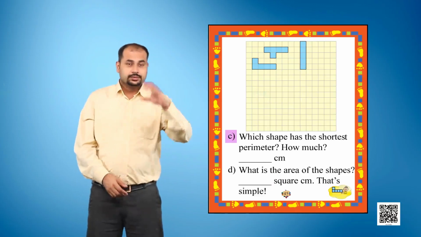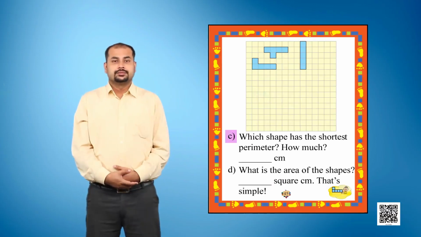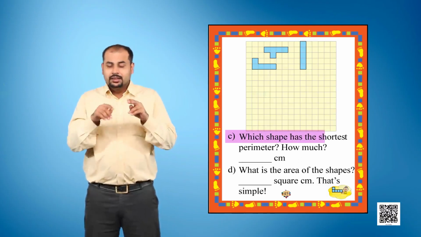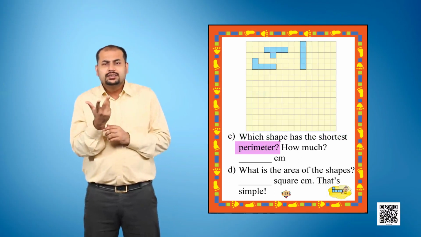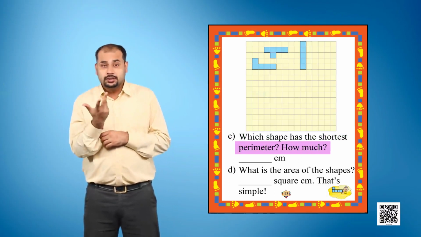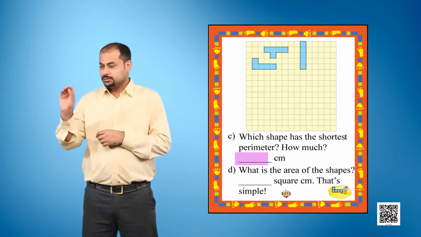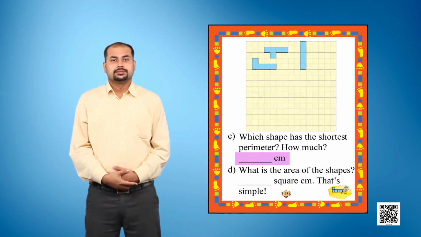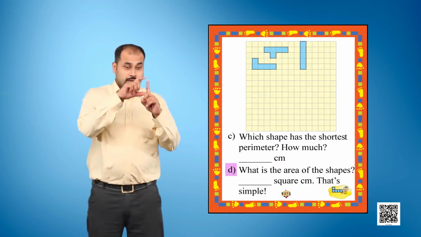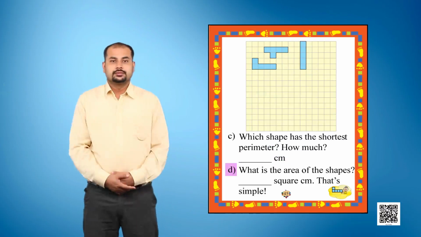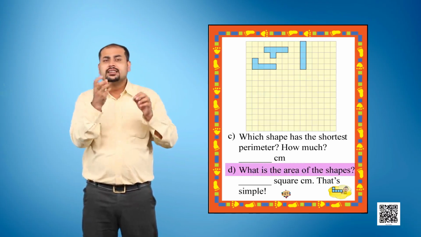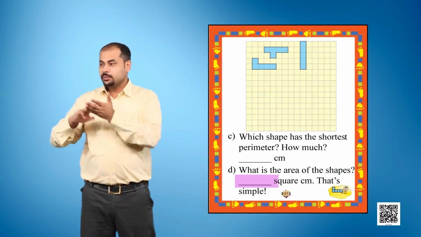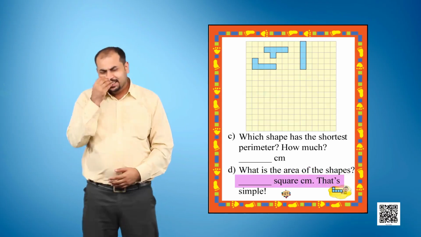Part C. Which shape has the shortest perimeter? How much? Dash centimeters. Part D. What is the area of the shapes? Dash square centimeters. That's simple.